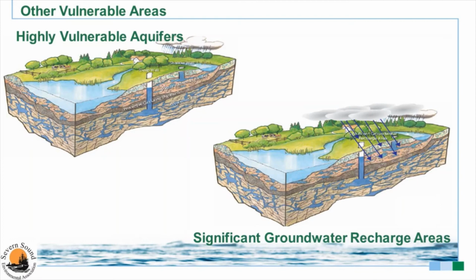A few other vulnerable areas are highly vulnerable aquifers and significant groundwater recharge areas. There are no policies in the local source protection plan to regulate threats in these areas, as our plan only deals with significant drinking water threats based on provincial guidelines. Threats in these two areas can only be low or moderate.